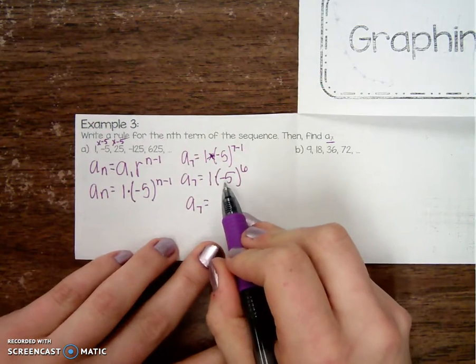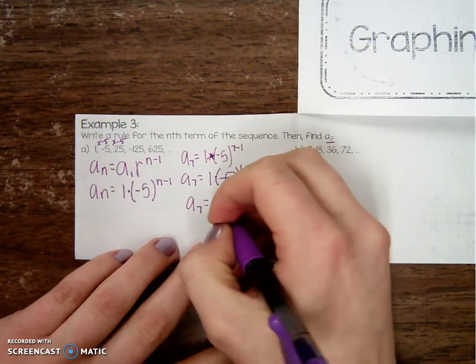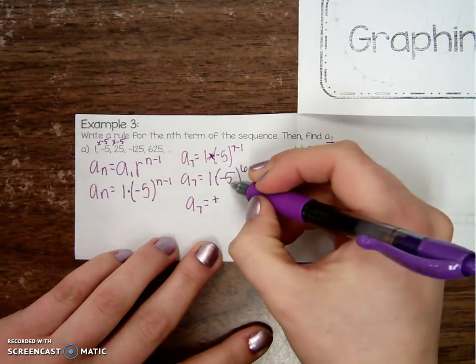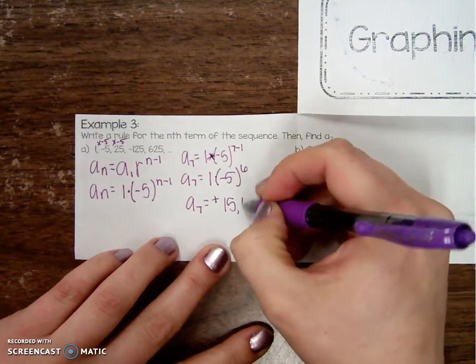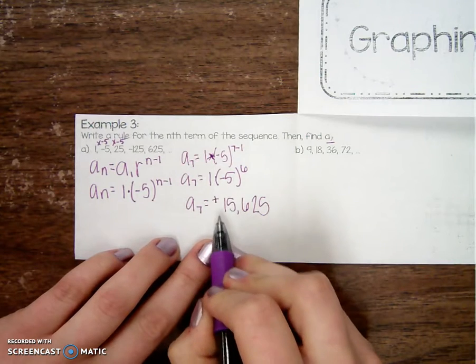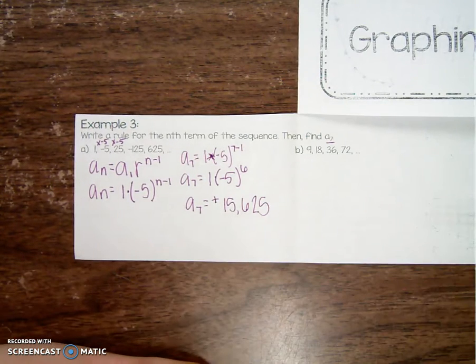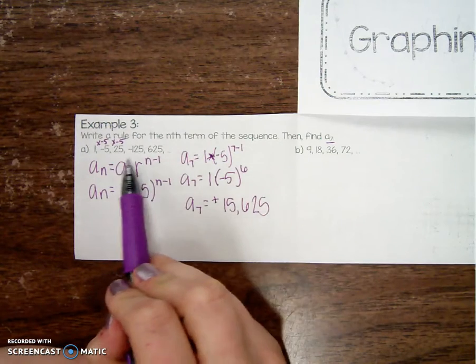Remember, if it starts as a negative and it goes to an even exponent, it's going to end up being positive. And 5 to the 6th power is 15,625. Just multiplied by 1 is still 15,625. That's the 7th term in this sequence.